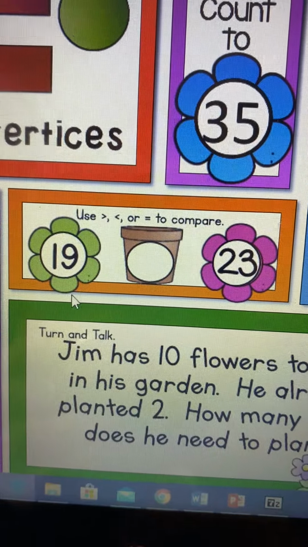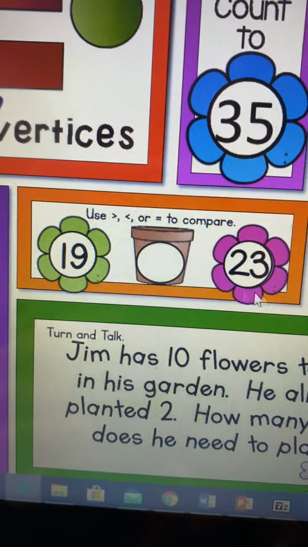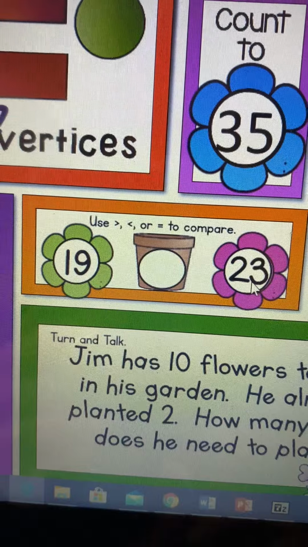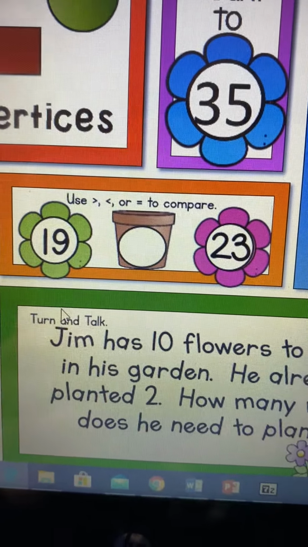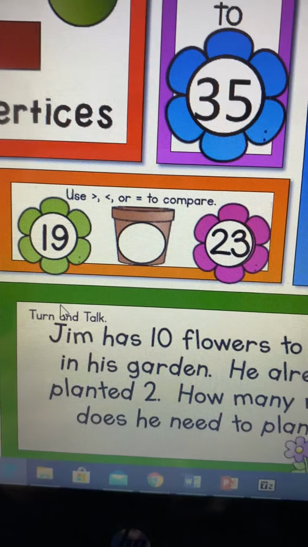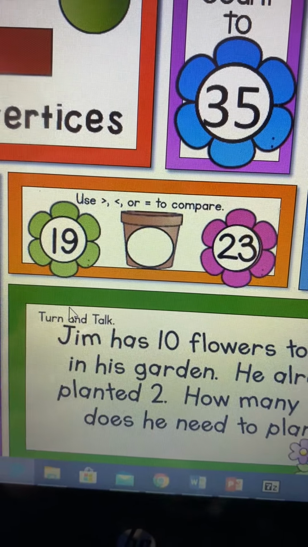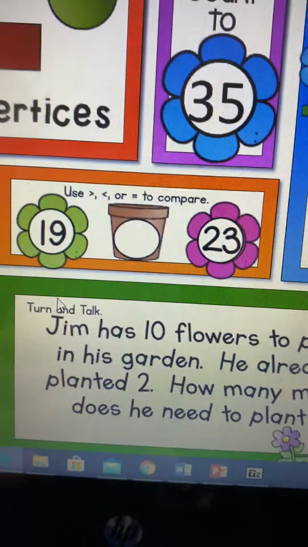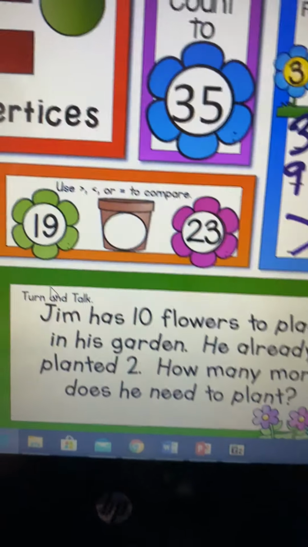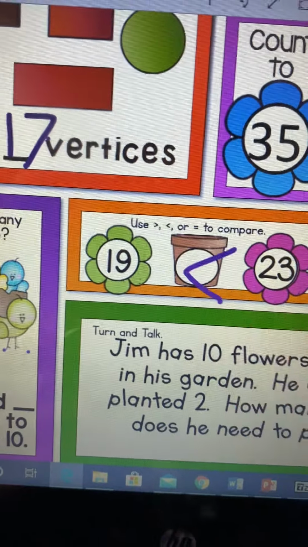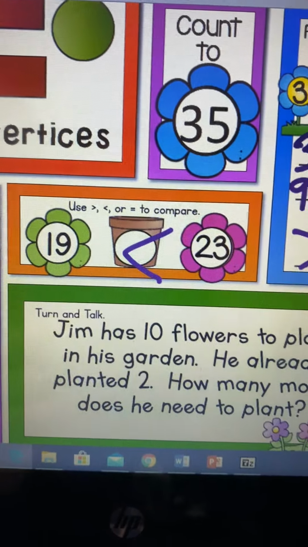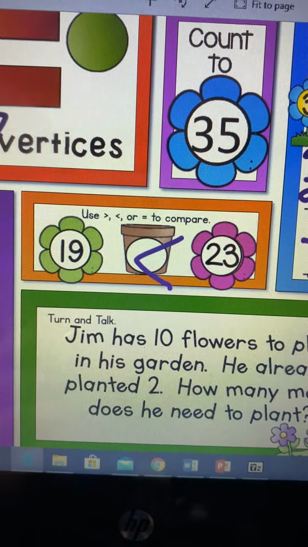So 19 and 23. I know that 23 is bigger than 19. I know this because I counted in my head and I got to 19 before I got to 23. So that means 19 is smaller. So like I said, the alligator wants to open its mouth towards the bigger number. So I'm going to fill in the alligator mouth towards 23, because it's hungry and it wants more food.